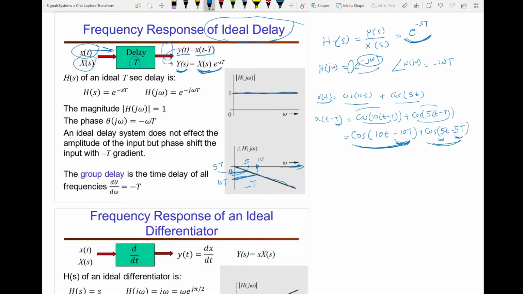And if I want to find the group delay, that means by how much every frequency component is delayed, all I have to do is to take the derivative of the phase. That means this derivative. So if this is the phase, we said it is minus omega T. If I take the derivative with respect to omega, my variable is omega, it will be just minus T. That means every frequency will be delayed by that amount, which is the slope.